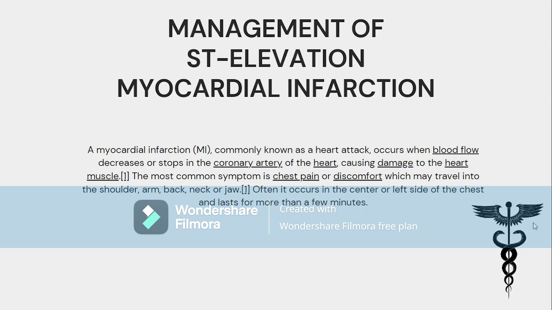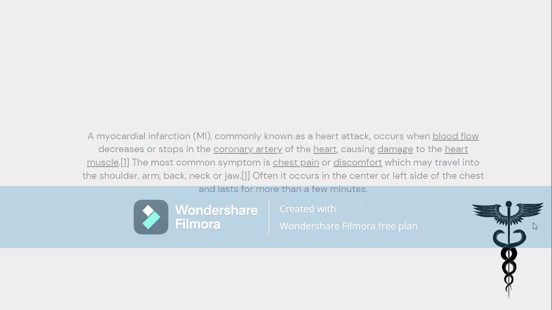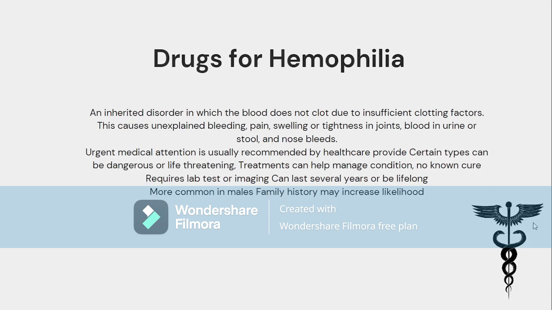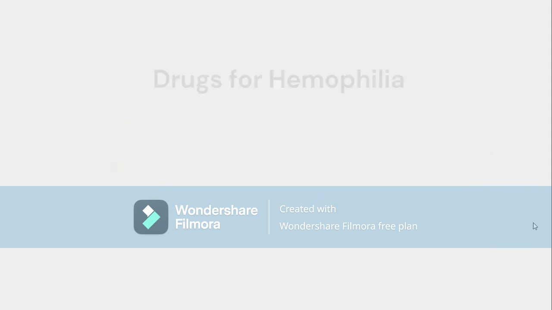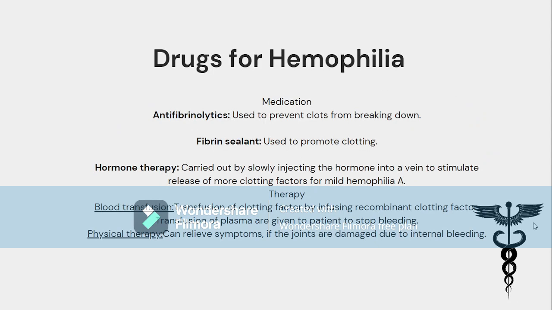Drugs for hemophilia. Hemophilia is a genetic disorder where blood doesn't clot properly. To treat hemophilia, different drugs are used. Clotting factor concentrates. These are the main treatment. They replace the missing clotting factor in the blood. Hemophilia A is treated with factor 8 concentrates, while hemophilia B is treated with factor 9 concentrates.